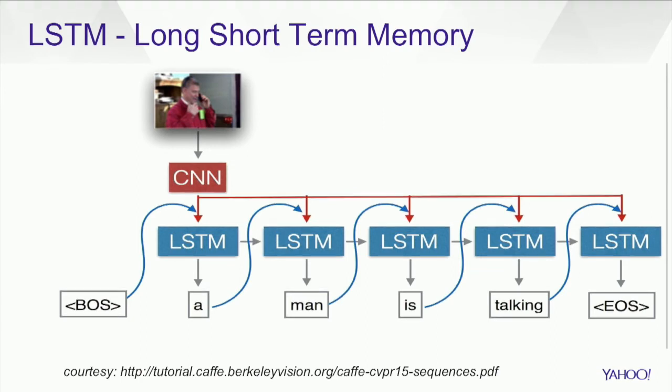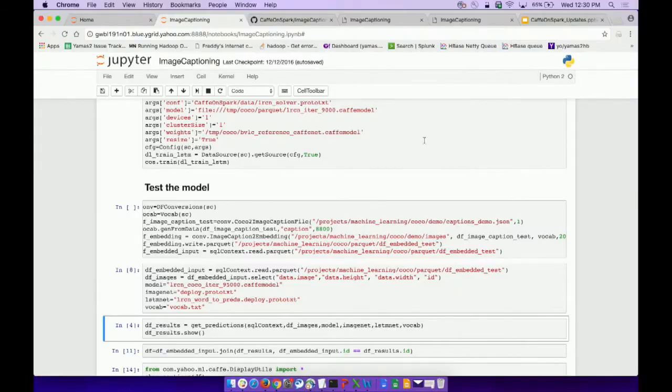So CaffeOnSpark APIs already do this for you, so you don't have to do this. All you have to do is provide an image, provide a caption, and all those embeddings are done by CaffeOnSpark APIs and fed to the LSTM, which you can just instantiate. We have APIs for those too. So let's look at an example of this using my Python notebook.